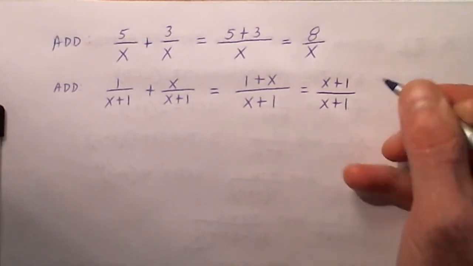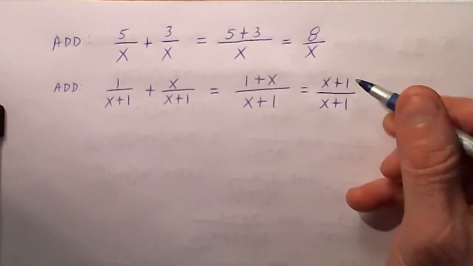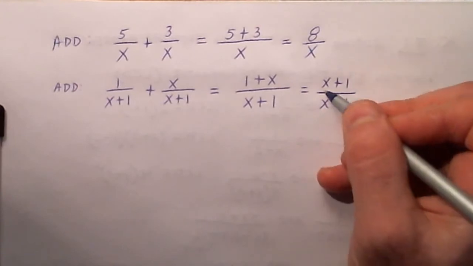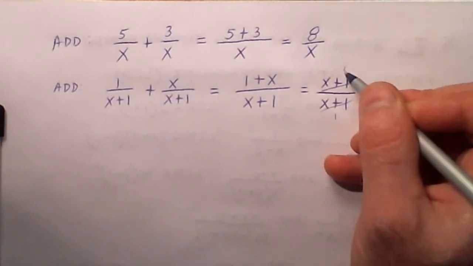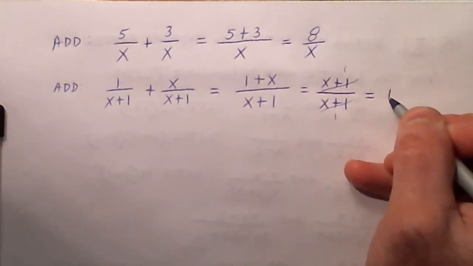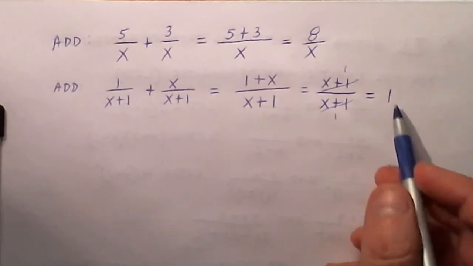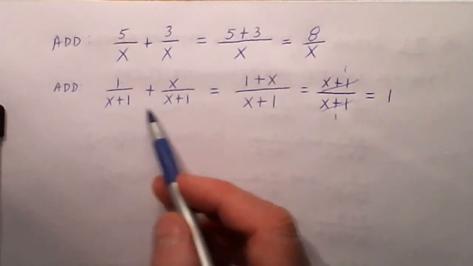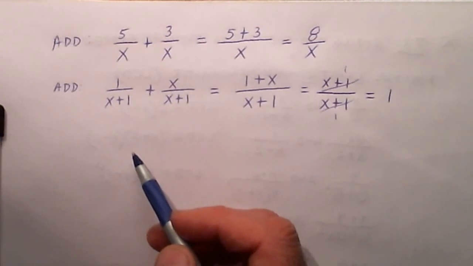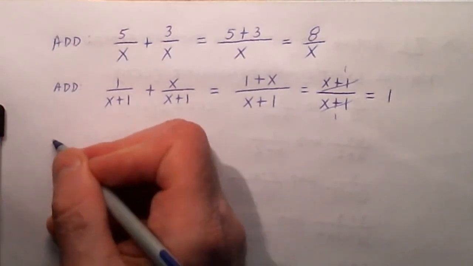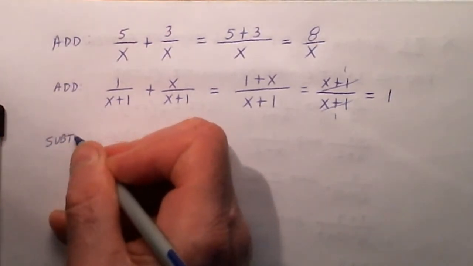And hence, to wrap this problem up, we need to reduce this rational expression further. And notice the x plus 1's drop out, and so our final answer is 1. So 1 is the sum of these two rational expressions. That one's done. Let's try another one. Let's try one where we have to subtract.